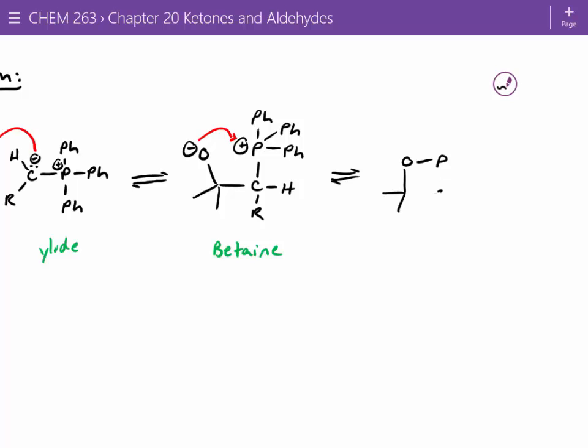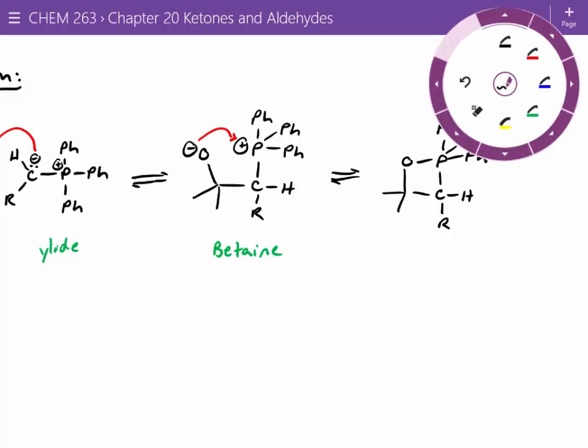Let me draw this a little bit more clearly. All right, and this is called an oxaphosphetane.